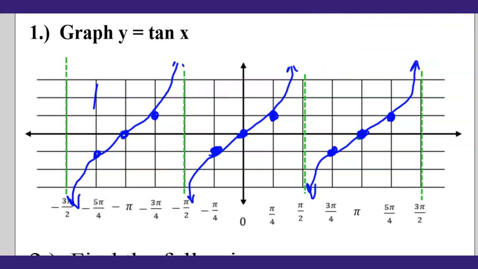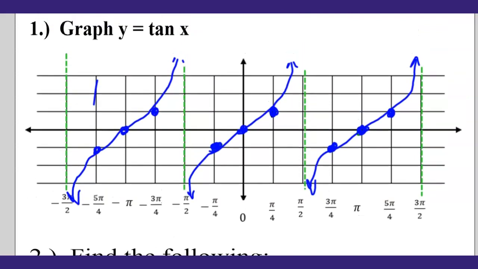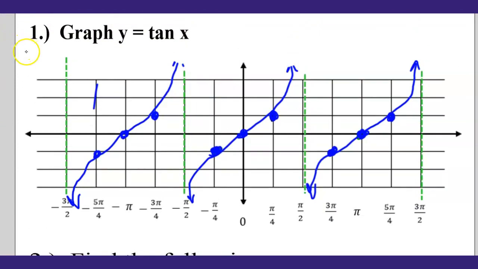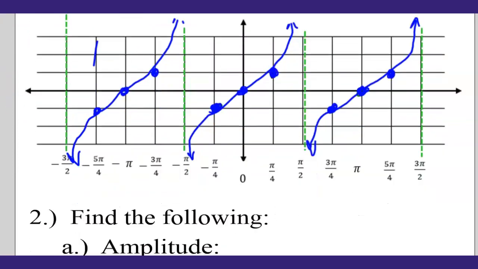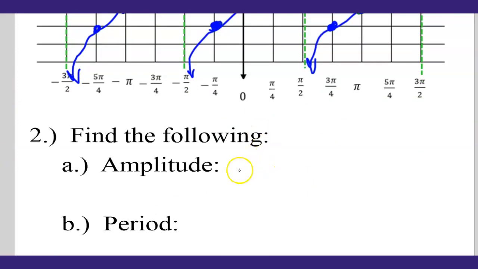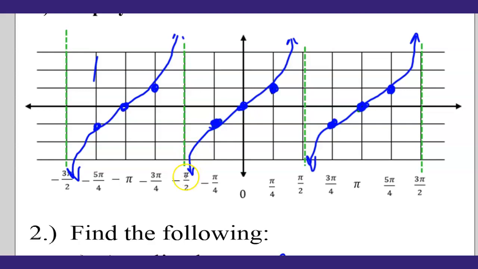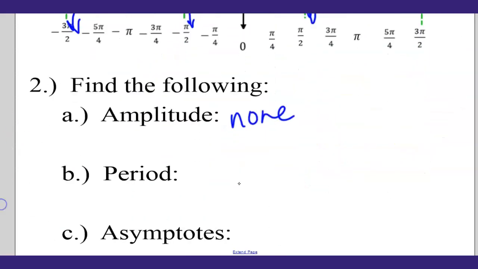Alright. So now we can answer questions. Find the amplitude. Oh, guys, there's no amplitude, reason being is because the distance from the midline to the top is infinite. So there's no amplitude. And the period, if you look at the table, you'll see that from negative pi halves to pi halves, or from pi halves to 3 pi halves, is the distance of pi. So the width of one cycle is going to be pi.